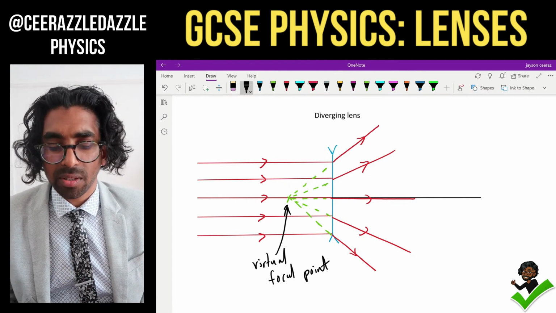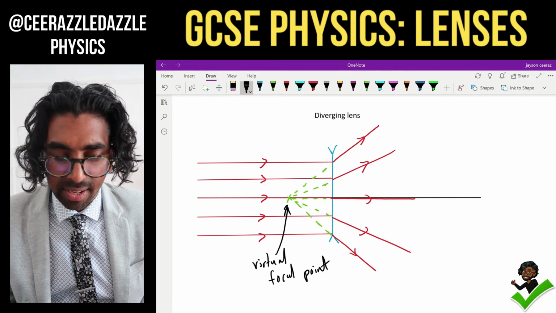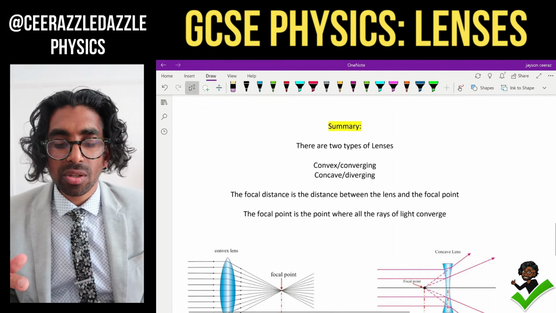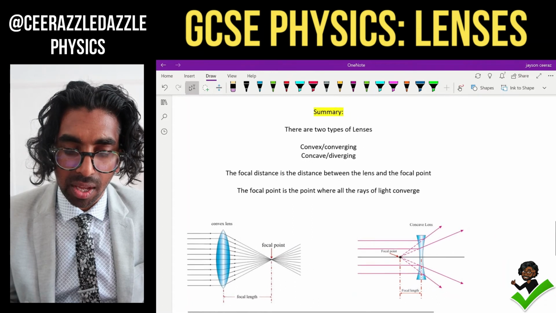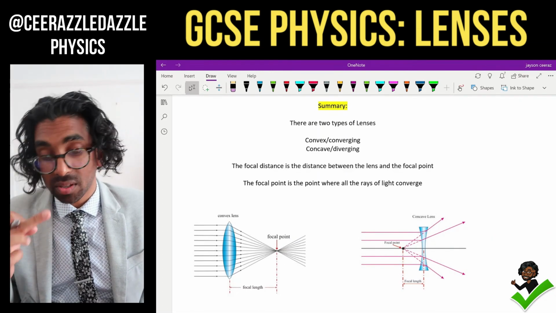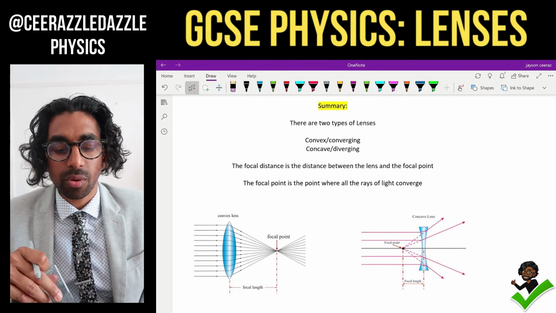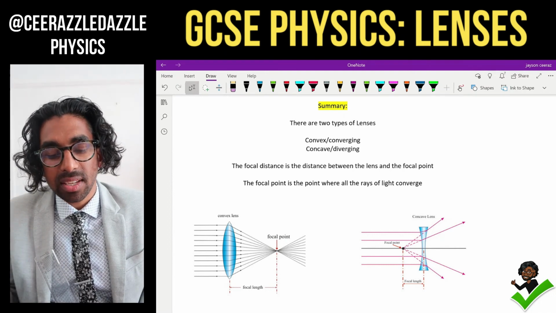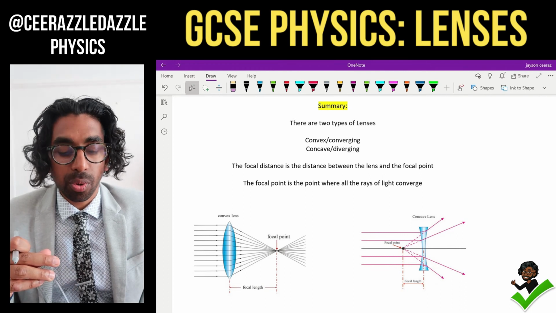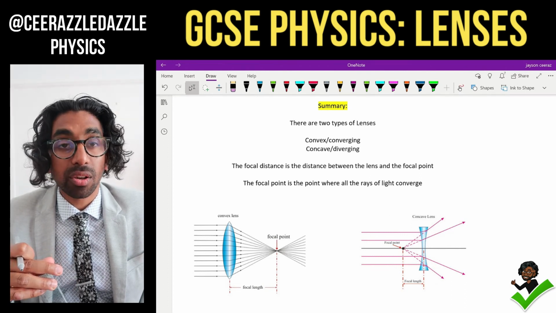Happy with that? Okay, so from the top, let's go for the summary. There are two types of lenses. Number one, a convex or converging lens. Number two, a concave or diverging lens. The focal distance is the distance between the lens and the focal point. The focal point is the point where all of the rays of light converge.